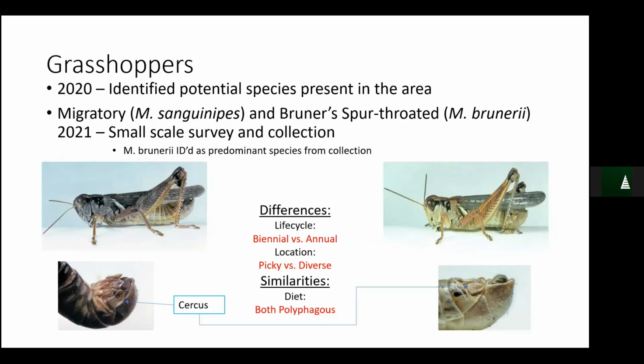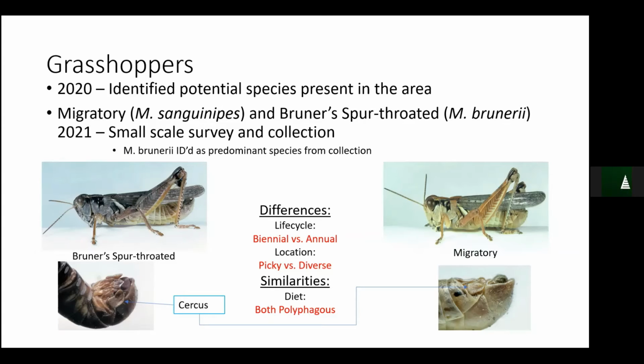And so I was trying to figure out if they had both, or maybe it was just that their populations were a little higher of one than the other. So when I came back in 2021, we did a bit of a small scale survey and collection, and the grasshopper numbers were quite high in 2021 in the Vanderhoof area. And so the predominant species that I had ID'd in that area was the Brunner spur-throated. So the hope for this year in 2022 is to come back and see what species are now prevalent in the Vanderhoof area this summer.